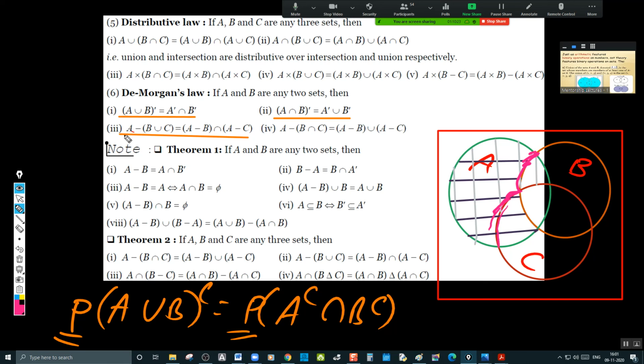That is, A minus (B union C): when you are splitting it, this union becomes intersection. (A minus B) intersection (A minus C). Similarly, this intersection becomes union in splitting. A minus (B intersection C) is equal to (A minus B) union (A minus C). These are said to be De Morgan's laws.